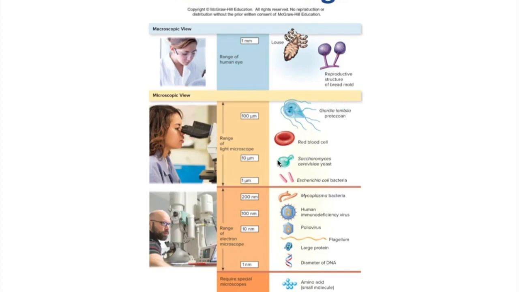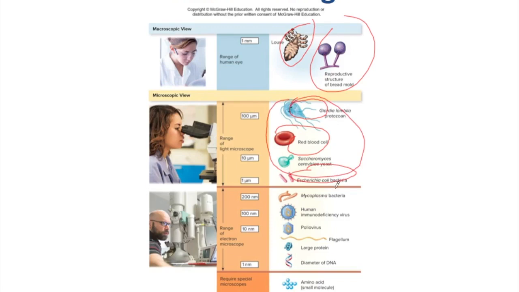As we can see in this diagram, the louse and the mushroom are huge, so we can see those living organisms with our naked eyes. However, for protozoa, tissue cells, or bacteria, their sizes are from 100 micrometers to 1 micrometer, so we have to use our light microscope to visualize those microorganisms.